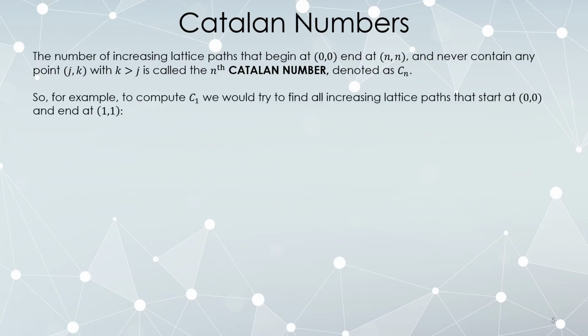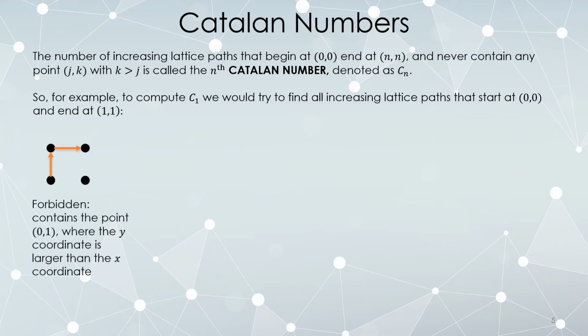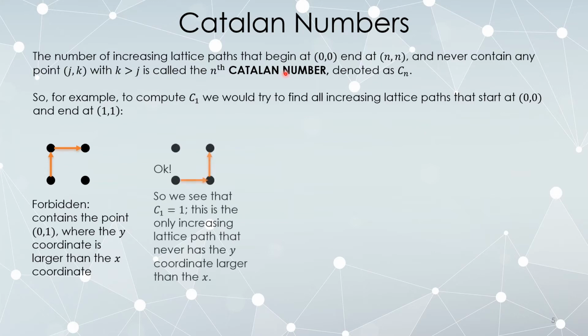So for example, if I want to compute c sub 1, we want to find all possible increasing lattice paths from 0, 0 to 1, 1. This path here is not allowed. It starts at 0, 0 and ends at 1, 1, and it only moves up and right. However, this point here is 0, 1, because we started by moving up 1. This is a point where the y-coordinate, 1, is larger than the x-coordinate, 0. And in computing Catalan numbers, we are forbidding such paths.